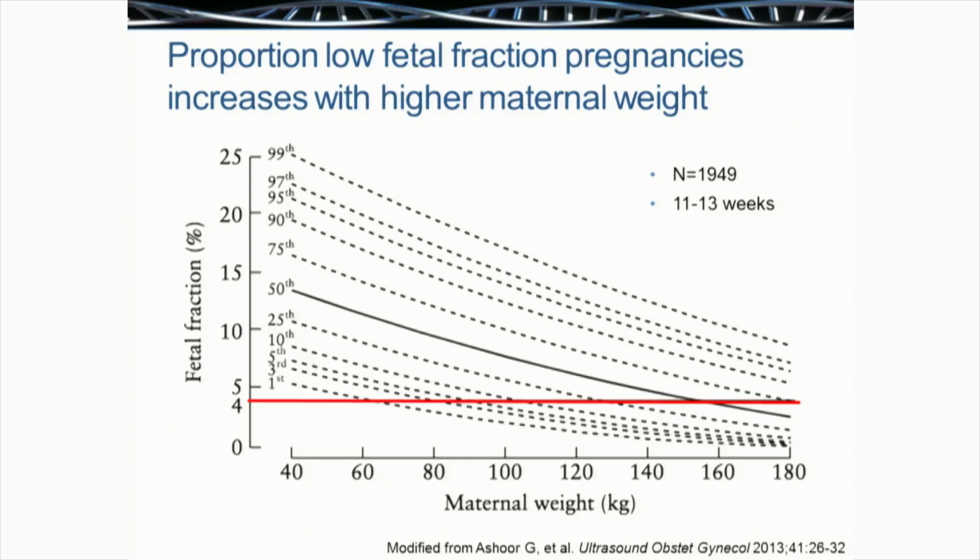One of those, this seems to be the most prevalent from what we've looked at to date, is the maternal weight. So the proportion of low fetal fraction pregnancies increases with a higher maternal weight. I personally never think in kilograms, I think in pounds. But looking over here in kilograms, if you get to 160 kilograms, it's about 350 pounds for those of you that don't want to do that math in your head. So with that red line being at 4%, about 50% of those samples are going to fall below. And that's based just on the fetal fraction.